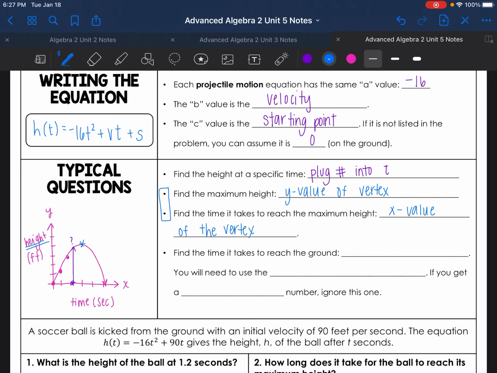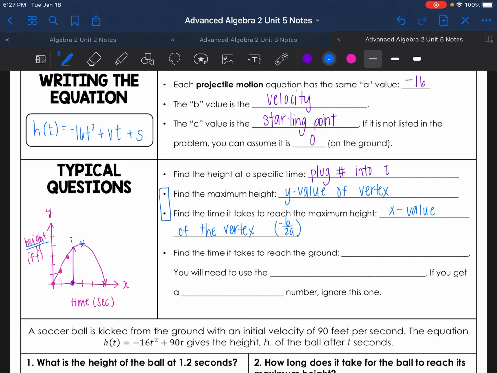Regardless of which of those two questions it asks, the maximum height or the time, you have to find the x value first. So if it only asks to find the maximum height, you still have to find the x value. You still have to do that. And remember, this is negative b over 2a to find the x value of the vertex. And once you find that, to find the y value, you're plugging in the x value.